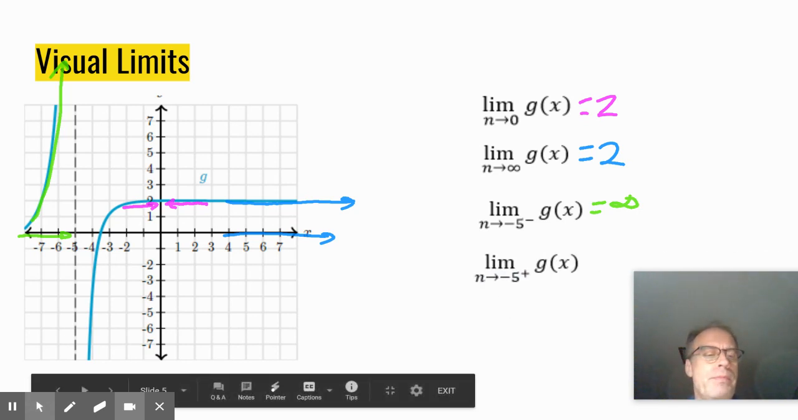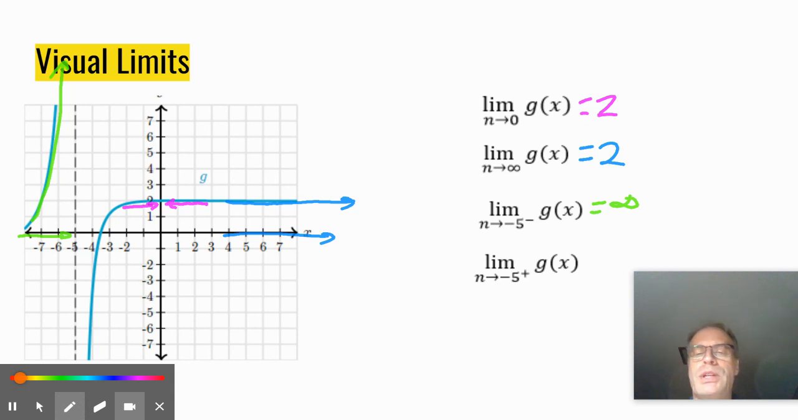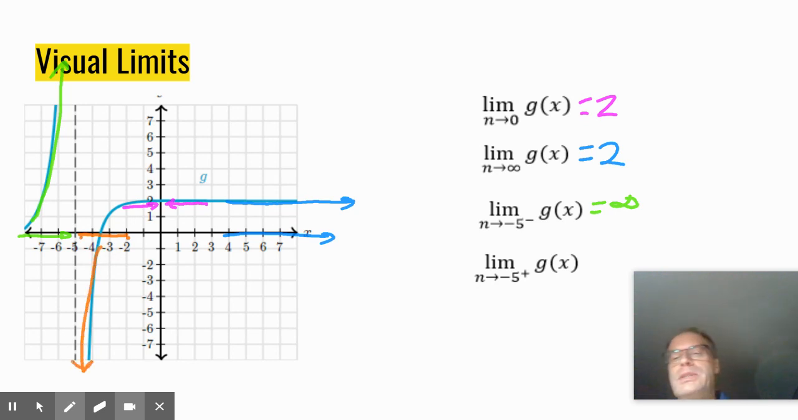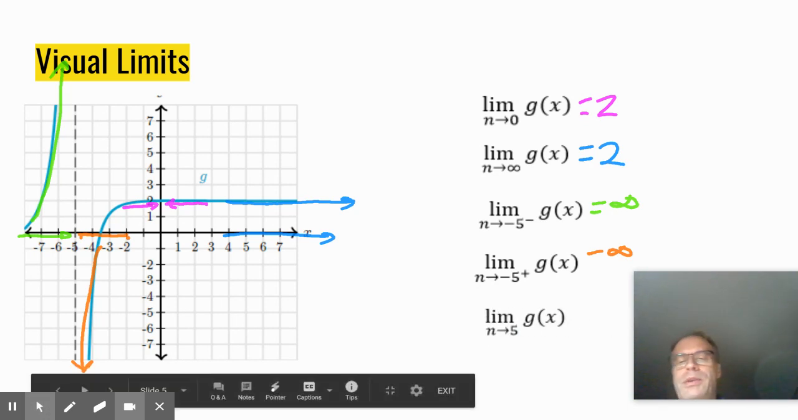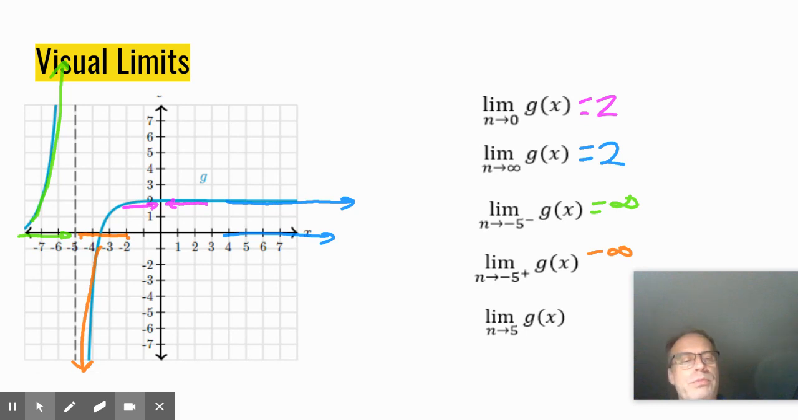Let's see where else we can go. Next up, let's see here. How about I'm approaching -5 from the right? Once again, coming in this direction, but I need to stay on the graph. What's happening? Once again, it's coming in without bound, and it's going to negative infinity this time. All right, let's see if we got another one here. I'm approaching, you know what, my guess is that's a typo. That should probably say n is approaching -5.